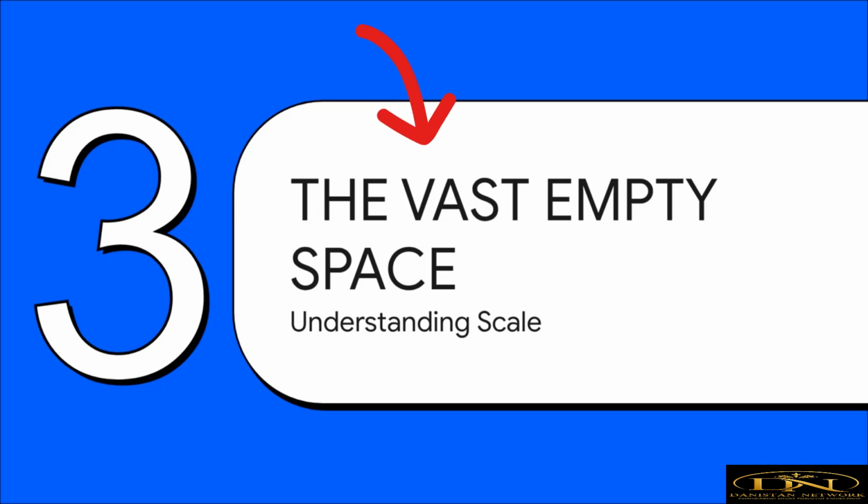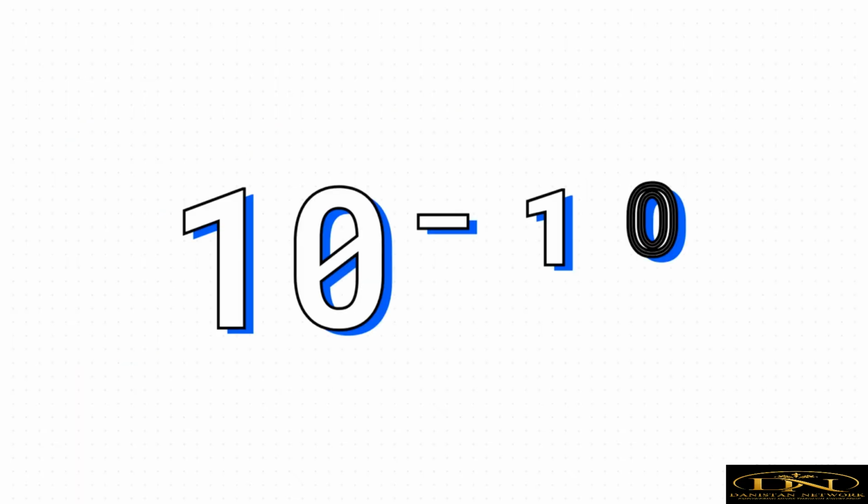Section 3. The vast empty space. Understanding atomic scale. 10 to the power of -10 meters. That microscopic, totally incomprehensible number is the approximate diameter of a single hydrogen atom. Its mass is equally tiny, weighing in at just 1.67 times 10 to the -27th kilograms. They're entirely invisible to the naked eye.